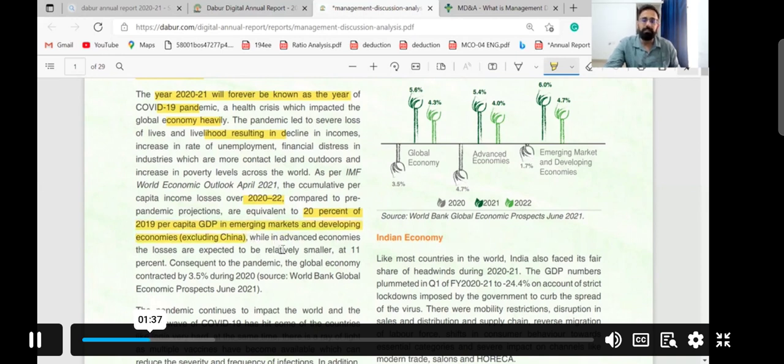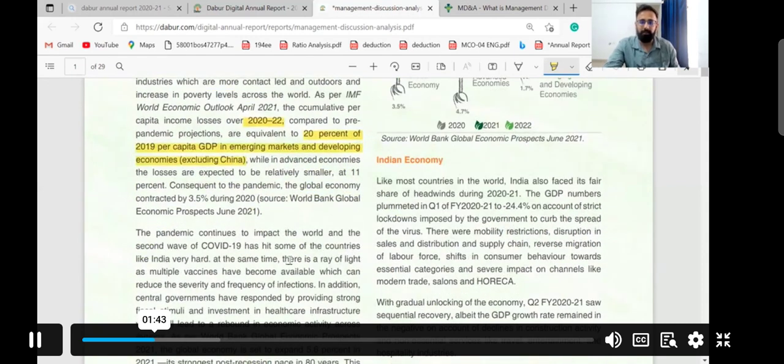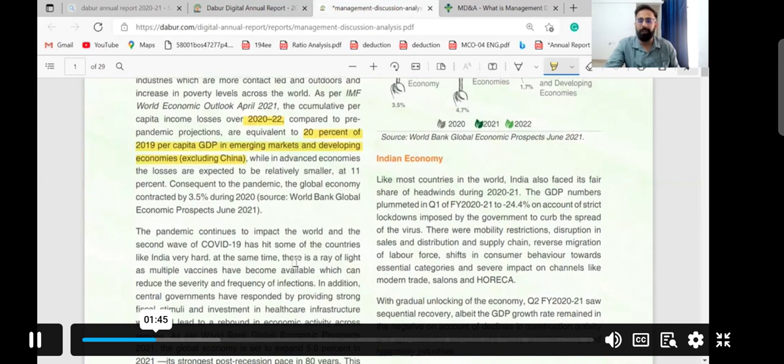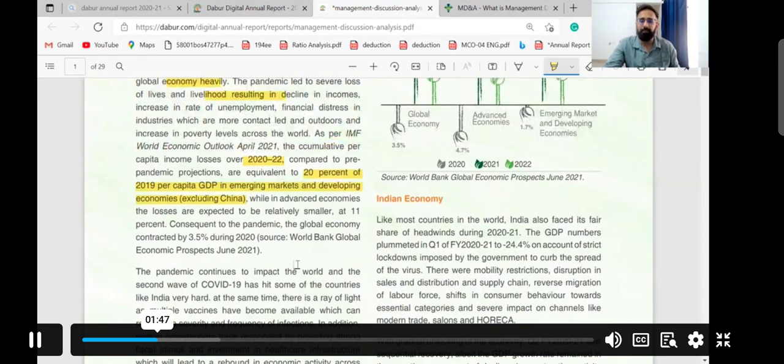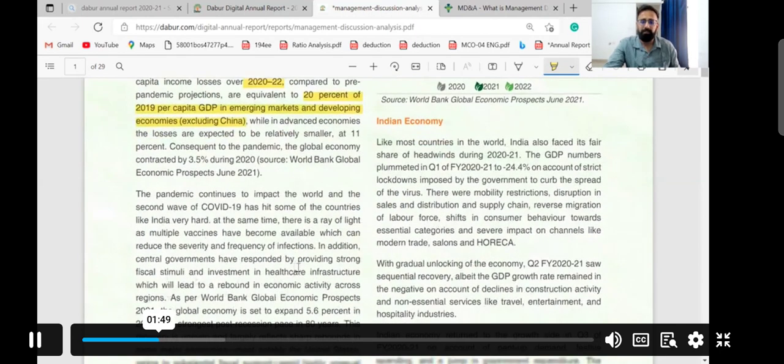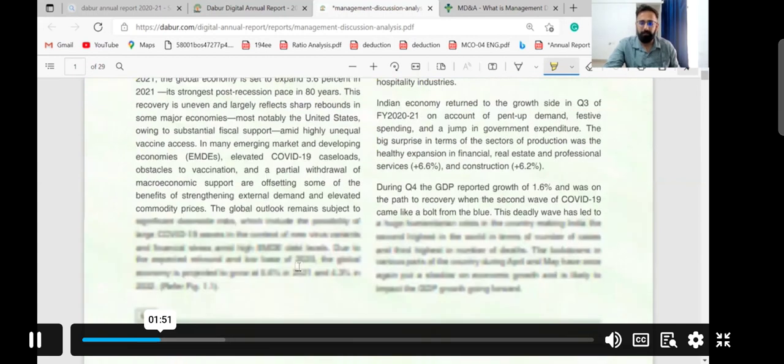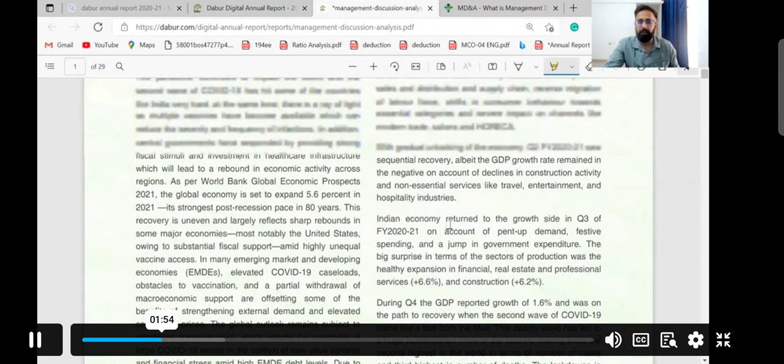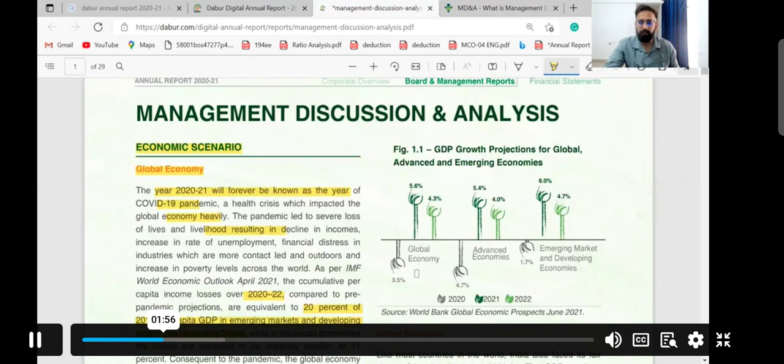So you can see here that the pandemic has impacted everyone's life, right? Now they have given details about GDP, how GDP got impacted, or how per capita income got reduced. So this information is given in this report. Now they are talking about the Indian economy. So if you see here, they are giving you detail about the Indian economy.